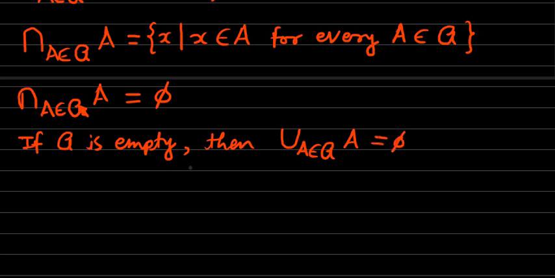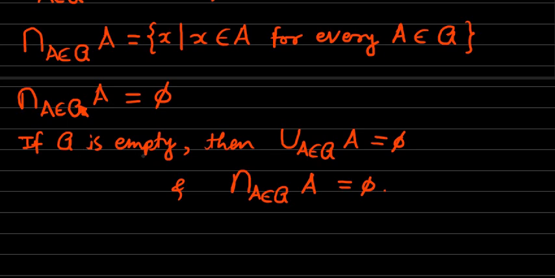Similarly, for the intersection also, the intersection will in that case also be empty. The intersection of A over A belonging to script A will again be the empty set. It is clear, as the collection itself is an empty set.